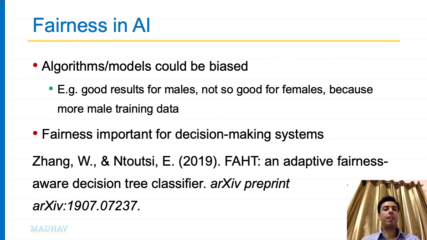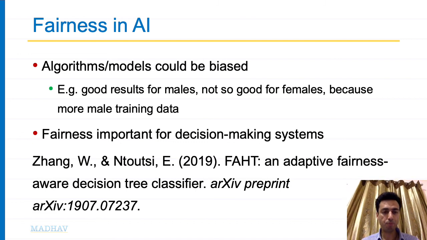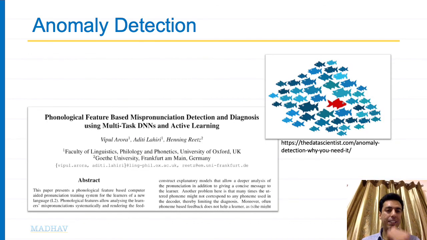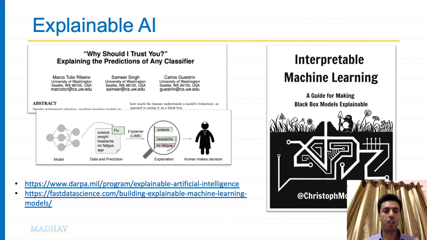Then another goal could be fairness in AI. Algorithms or models could be biased. For example, good results for males but not so good for females because there is more male training data. So fairness is important in decision-making systems. How do you incorporate fairness? This could be another goal. And then anomaly detection. How do you detect anomalies in the data? We are not telling you what kind of mistakes are possible, but if you find some anomalous behavior, then you can do it. Then explainable AI. Can your classifier also explain why it made that decision? You can work in this direction as well.